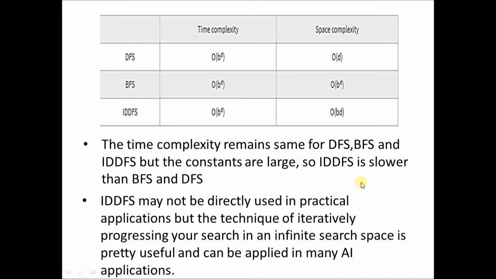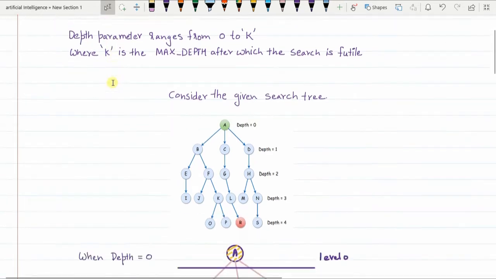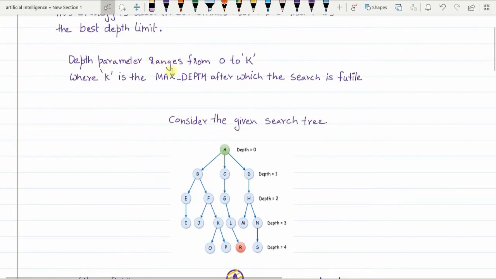Now we will see an example. We will solve this example to see how the iterative deepening algorithm works. This depth limited iterative deepening search, or simply iterative deepening search strategy, as we have seen, is a combination of DFS and a procedure that finds the best depth limit. Here the depth parameter can range from 0 to k, where k is the maximum depth which we have to define, after which the search is futile.